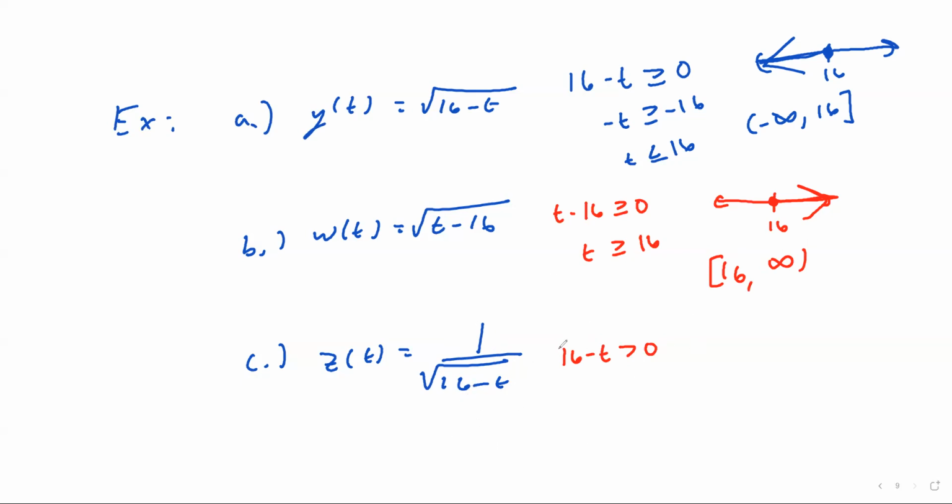It can no longer equal 0 because that cannot happen in a fraction, but it still also has to be a positive number. So I would subtract 16, so I get negative t must be greater than negative 16. Divide by -1, so I see t must be less than 16. All right, so again, you have to flip the inequality.